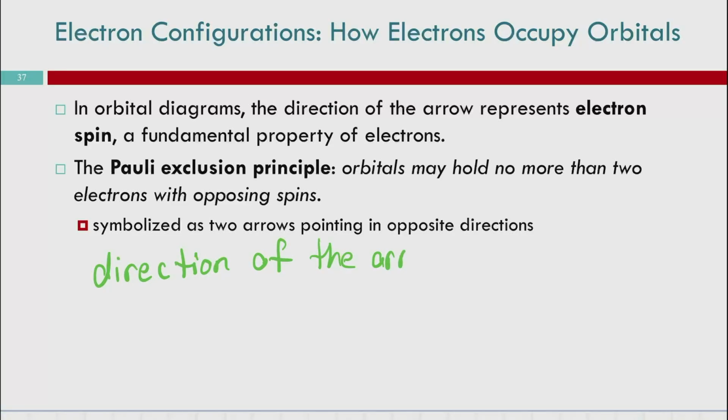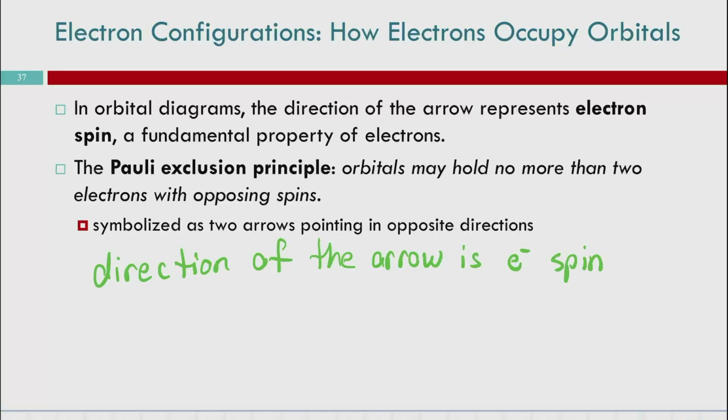So the direction of the arrow is the electron spin. And conveniently for us, formally the two options for electron spin are up spin and down spin. It's actually up and down. I'm not just making that up, I promise.